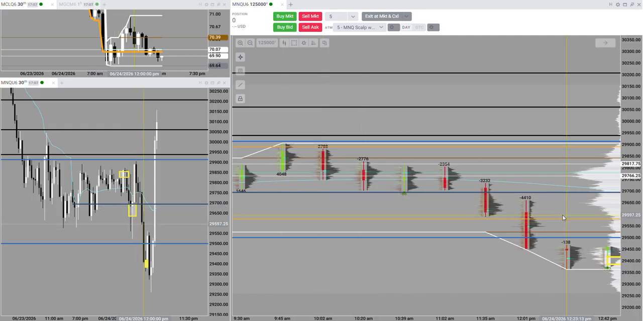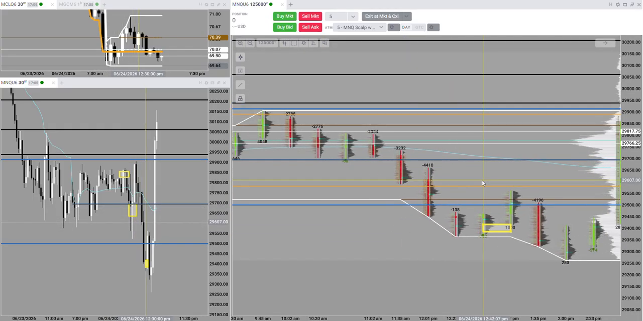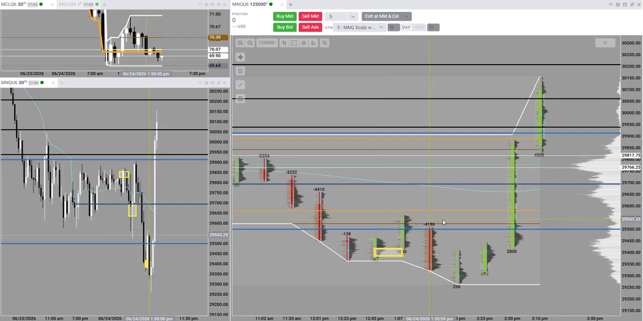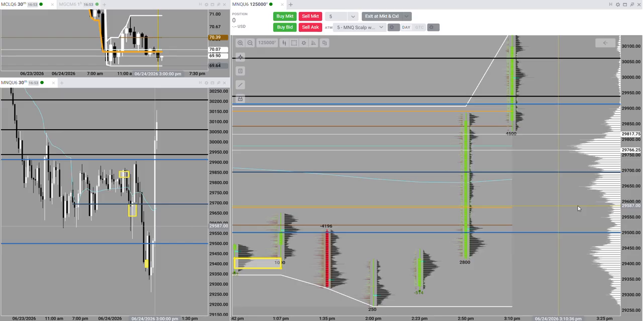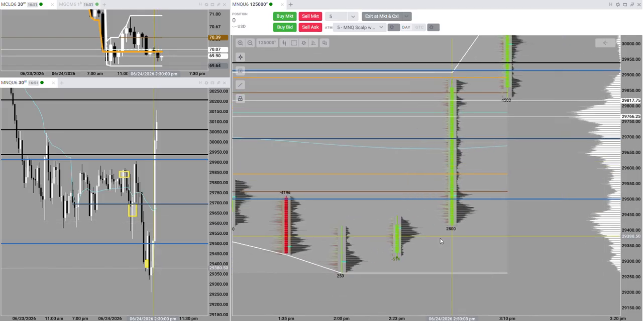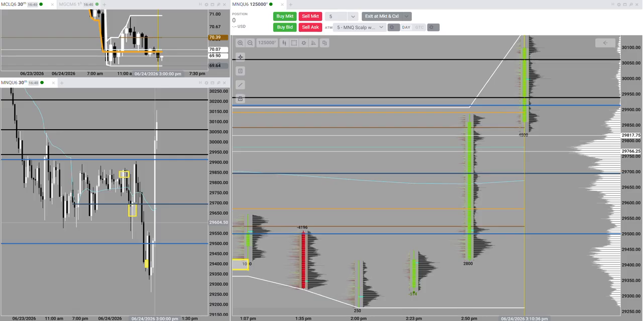15. But oftentimes, like in the Globex, these can take 3-4 hours to form, and I quite like that. So I pay attention to the volume on these, and I'll kind of get into how I read that here in a second. But this is that chart.